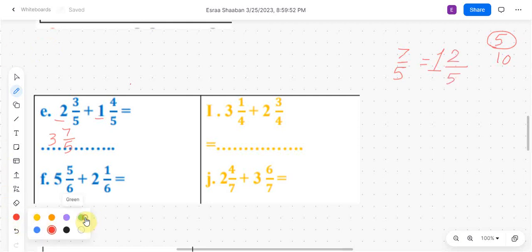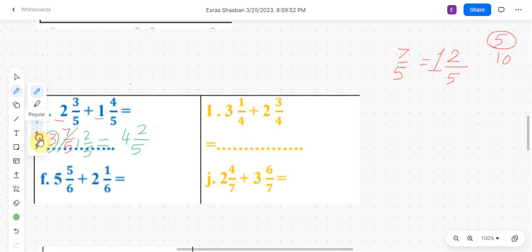Now I can cancel 7 over 5 and put 1 whole and 2 over 5. But miss, we also have 3 wholes. So 3 wholes plus 1 new whole, the new baby, it will be 4 and 2 over 5. Okay, letter I, 3 and 1 over 4 plus 2 and 3 over 4. Now I will add the wholes together. 3 plus 2 equals 5. And fraction with fraction. 1 plus 3, 4 over 4.